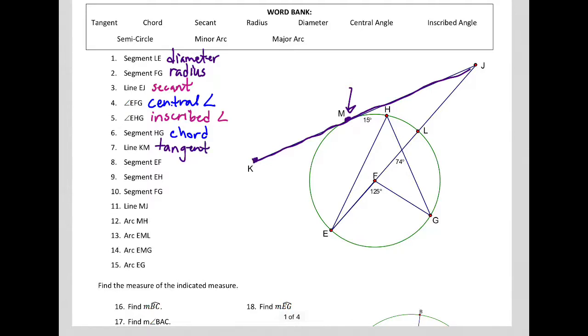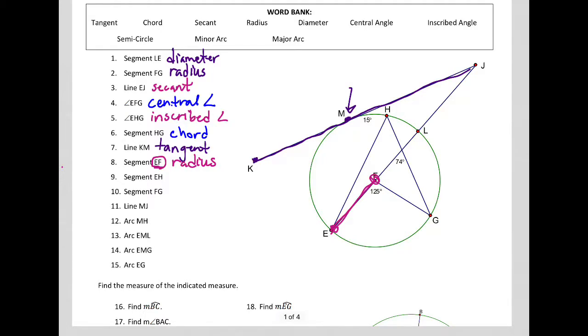Now segment EF. Segment EF is from here to here. So that is another radius, because it goes from the center to the edge. So remember, anytime it goes from the center to the edge, that's a radius.